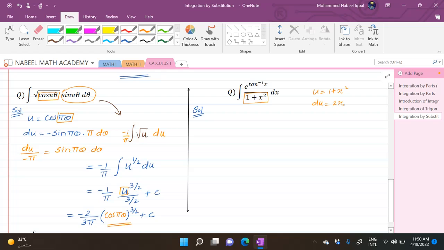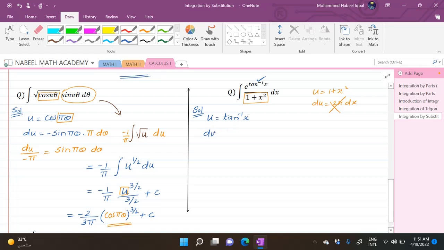Which is equal to 2x dx. But 2x is not inside the integral. Therefore our u is wrong. So I have to choose the u in the correct form. Therefore, I have to choose u equal to tan inverse x. What is the derivative of tan inverse?